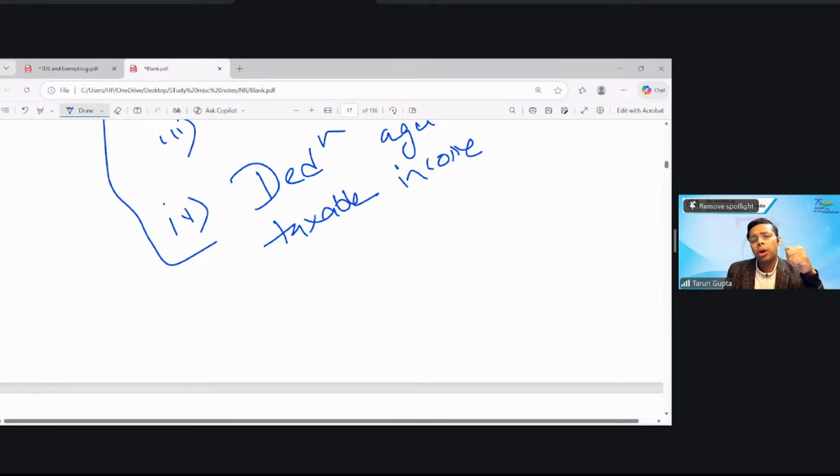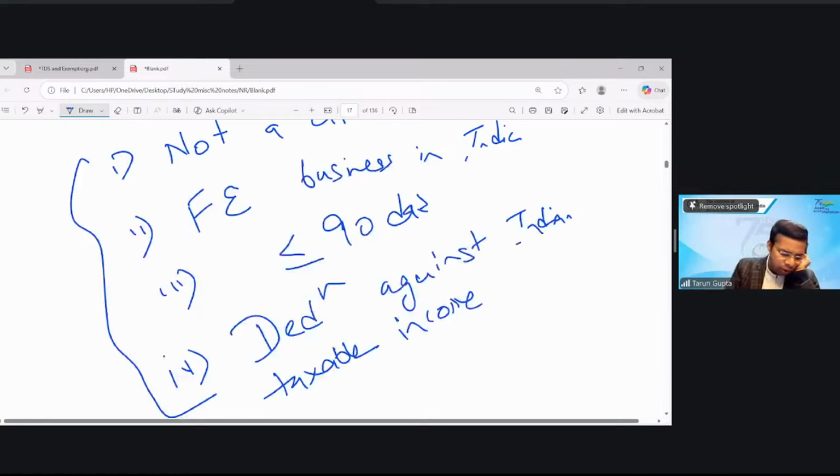In respect of an employee of a foreign company, you need to fulfill these four conditions, and if all these conditions are satisfied, then the remuneration is not taxable. If even a single condition is not satisfied, then the remuneration is taxable.